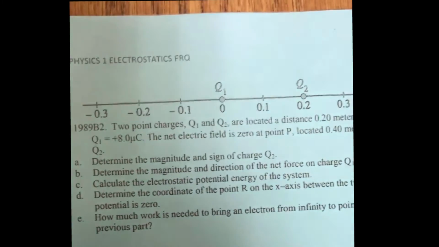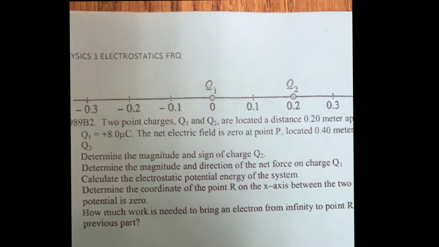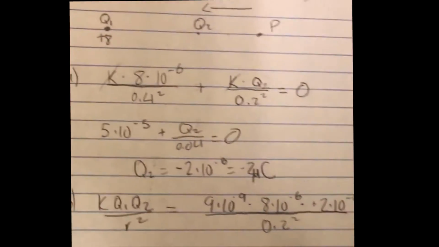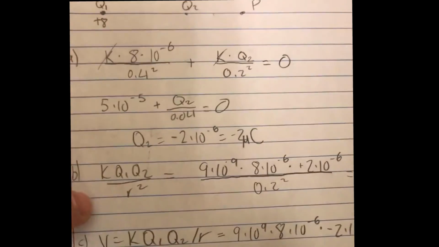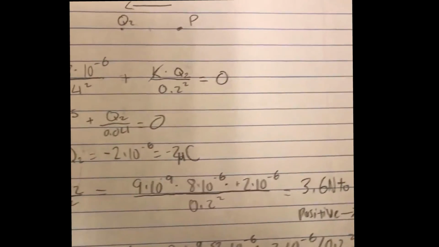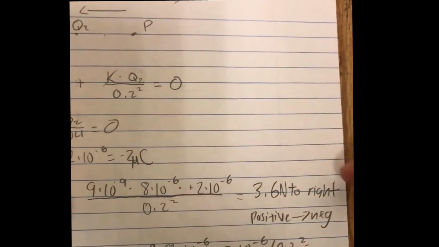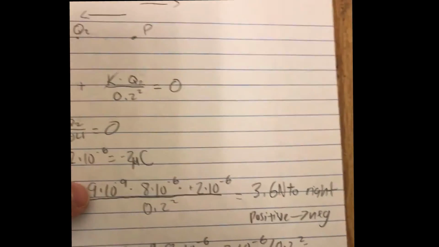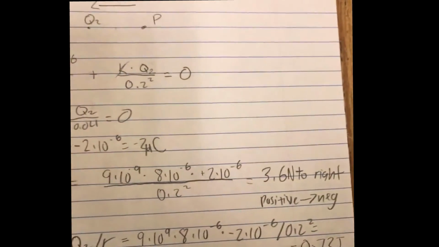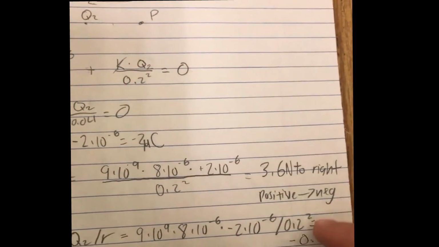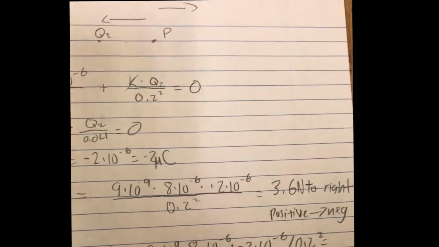For part B, determine the magnitude and direction of the net force on charge Q. Okay, so the formula for net force is kQQ over r squared, and you just plug in the numbers, including the one that we just got in the last question, and you end up with 3.6 newtons. You have to specify it's to the right because you know that the force will go from positive to negative.